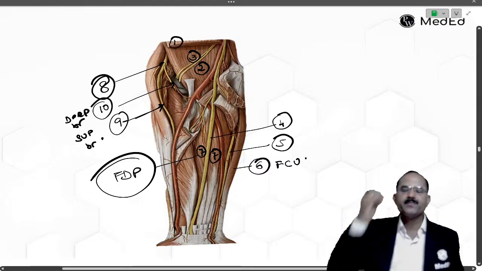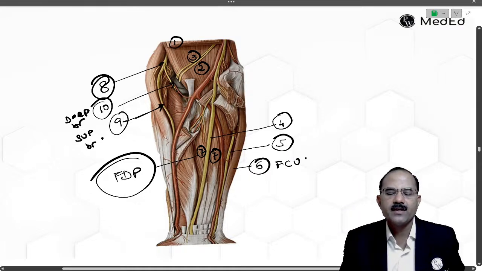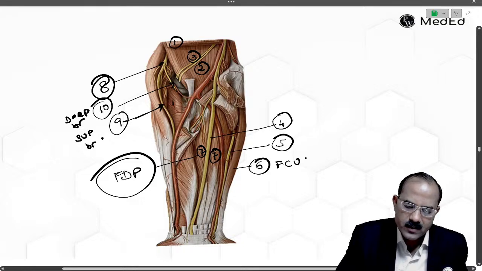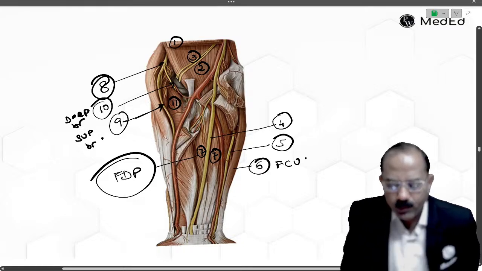Clear to all of you? 10 is the deep branch. And what is this number 11? If anyone can tell me, what is this number 11?